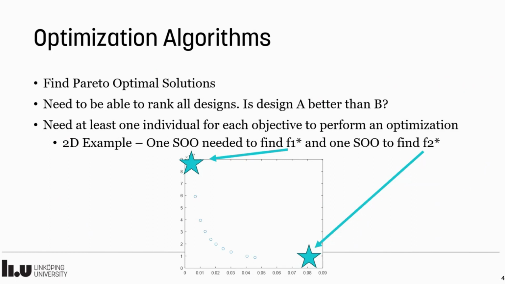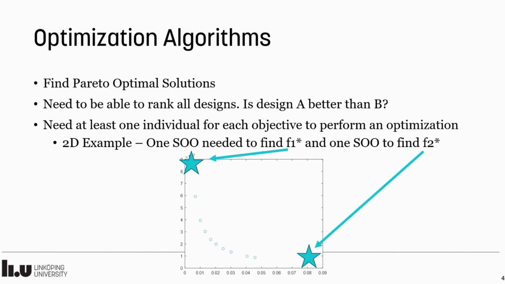So the optimization algorithms' main task is usually to find the Pareto optimal solutions, unless you have included some information regarding what you are looking for, so you have made a weighting regarding how much you like each objective beforehand. The optimization wants to find the Pareto optimal solutions, and for that we need two things. First, we need to tell the computer how it should rank all designs, whether design A is better than B. That is what I will talk about next.